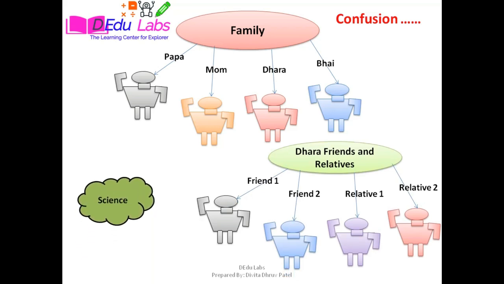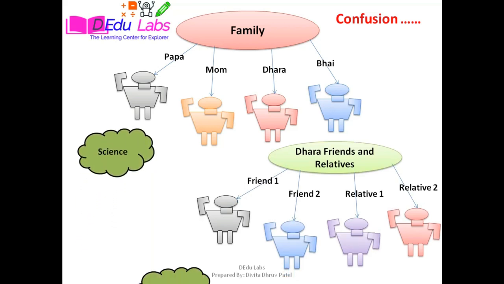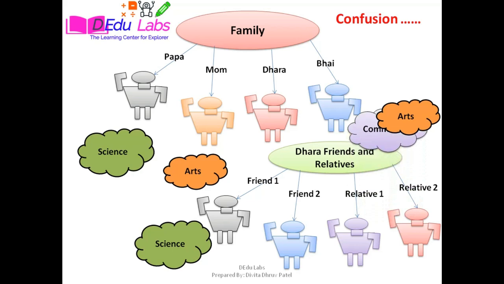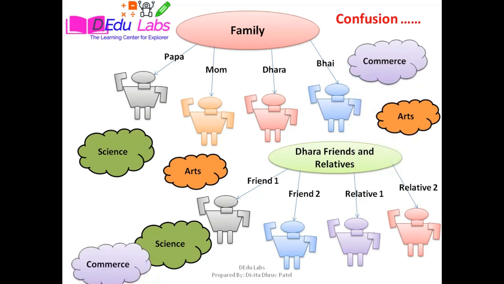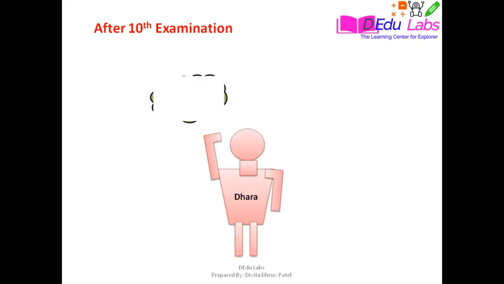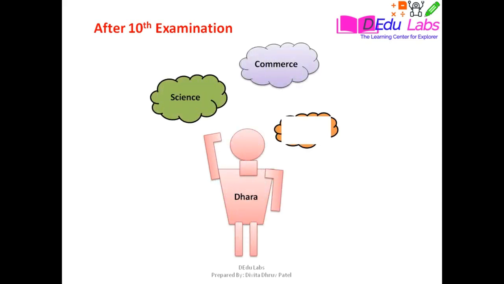Some said she is good at maths and science, so science stream would be the best. Some said that she is creative and innovative, she must go for arts. And some suggested commerce. She is still confused. So let's clear her confusion with the following information.